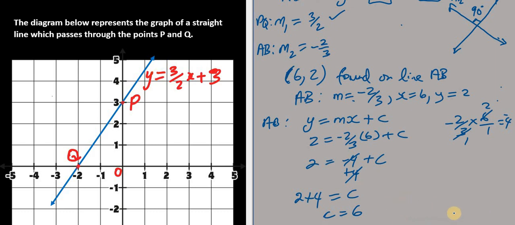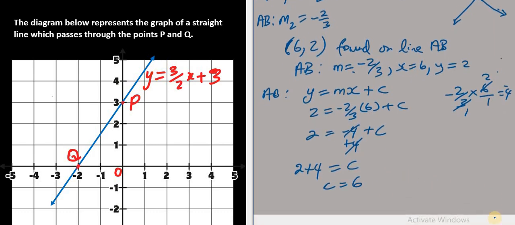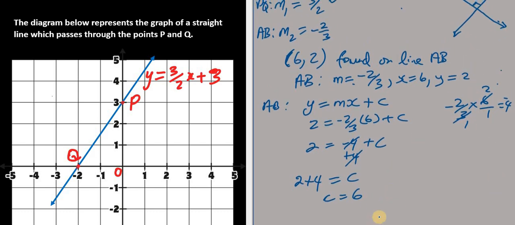So the equation of this perpendicular line AB is going to be what? The equation of line AB is y = -2/3 x + 6, where the gradient m is -2/3 and the c value is 6. The gradient m and the y-intercept c are fixed. We call these constants. But the variables y and x can take on any value. Hope that is very clear.